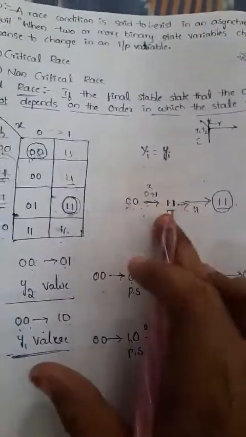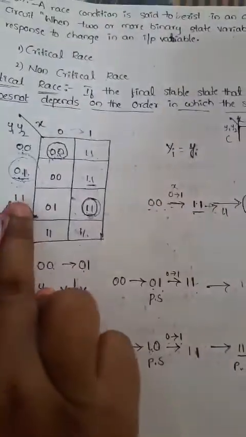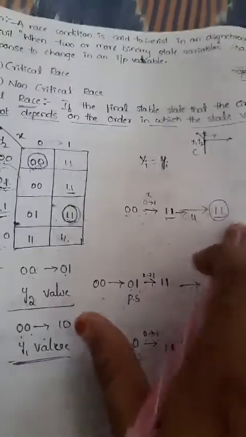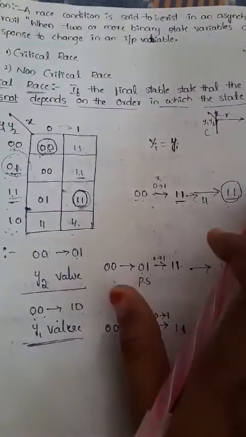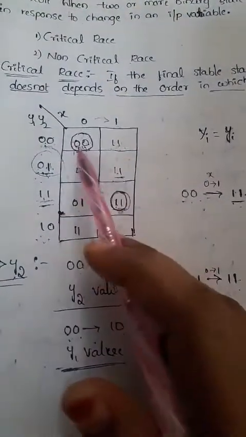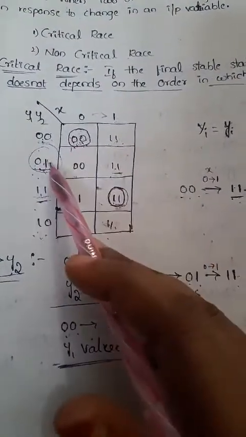So 0 0 to 1 1, and this 1 1 will act like a present state 1 1, then we'll get the stable condition, that is encircled with 1 1. That is the first thing. Like this you can check it. And then coming to the second thing, 0 0 can change to 0 1.